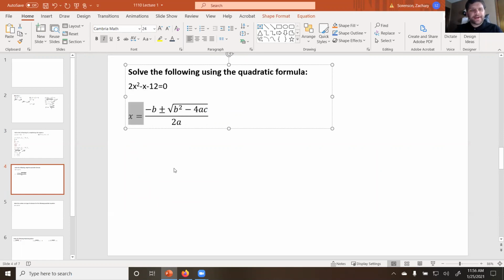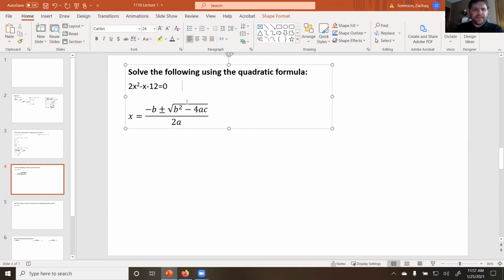We want to solve for x. We have something equal to 0. We're solving for x, so don't lose sight of that. Once we plug in all of our things, once we do our order of operations, then we get an answer for x that we would get as a final solution.